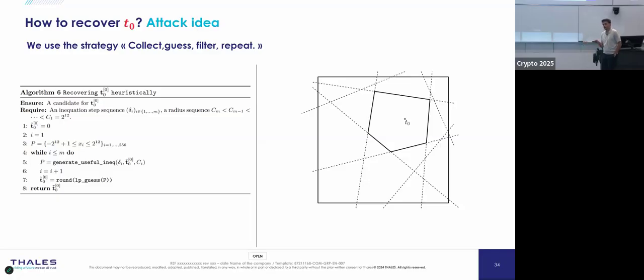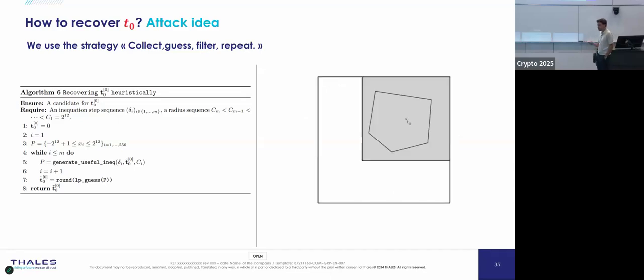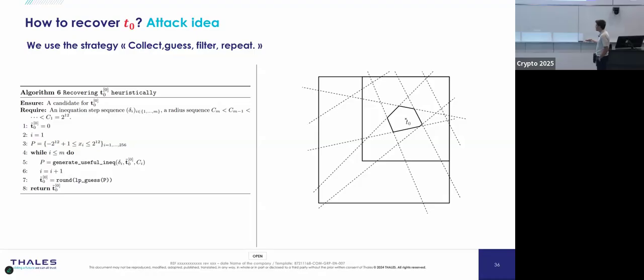The strategy can be summed up as collect, guess, filter, and repeat. I will collect only a few inequations, and obtain a small LP system that is easy to solve because I don't have that many inequations. Then I will try to approximate or provably compute a box that contains my first LP system. Then I discard all these inequalities and collect inequalities again, but only keeping inequations that go through the box I have determined at the previous step.